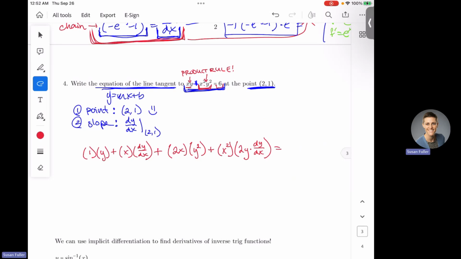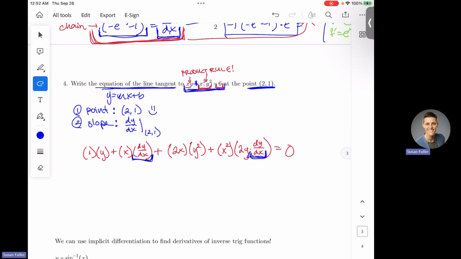And now I can do the derivative of my right side. What's the derivative of 6? Yep, it's 0. Okay, we did our implicit differentiation and we are in derivative land, but we have to solve for dy/dx to figure out what my slope is.